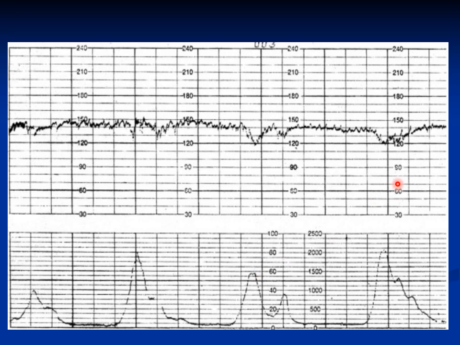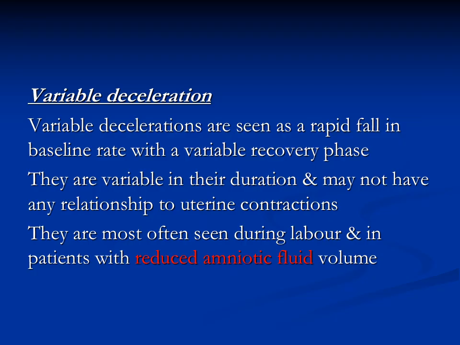Okay, here again these are frequent early decelerations. Variable deceleration is a rapid fall in baseline rate with a variable recovery phase. They are variable in their duration and may not have any relation to uterine contraction. Most often seen during labor in patients with reduced amniotic fluid volume.